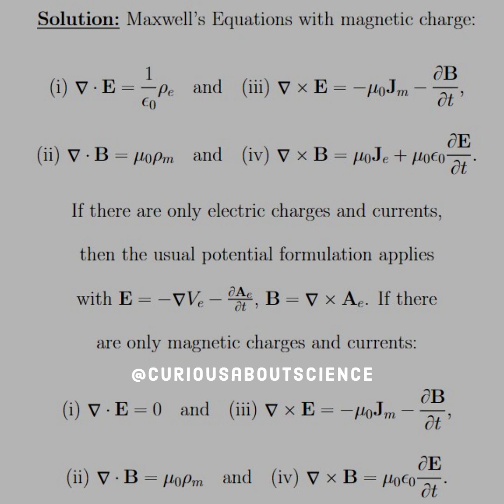And if there were only electric charges and currents, then the usual potential formulations apply, with E equal to negative gradient VE minus dAE dt, and then B is equal to the curl of AE. But if there are only magnetic charges and currents, then the divergence of E goes to 0, divergence of B goes to mu naught rho m. The curl of E goes to negative mu naught Jm minus dB dt, and the curl of B goes to mu naught epsilon naught dE dt.